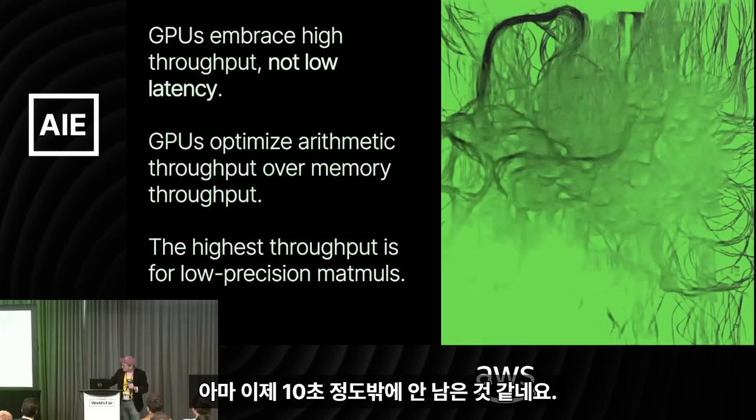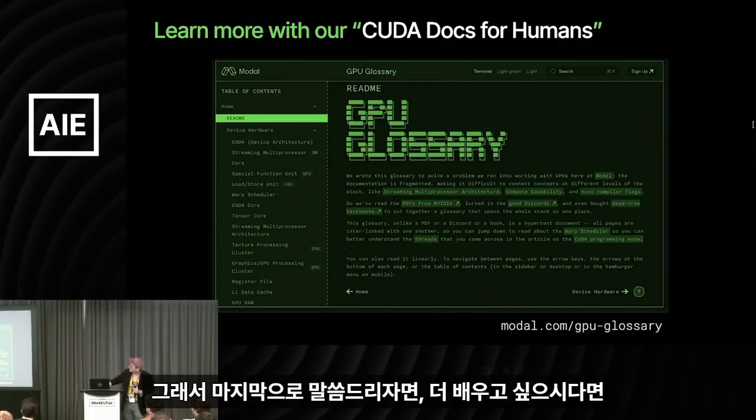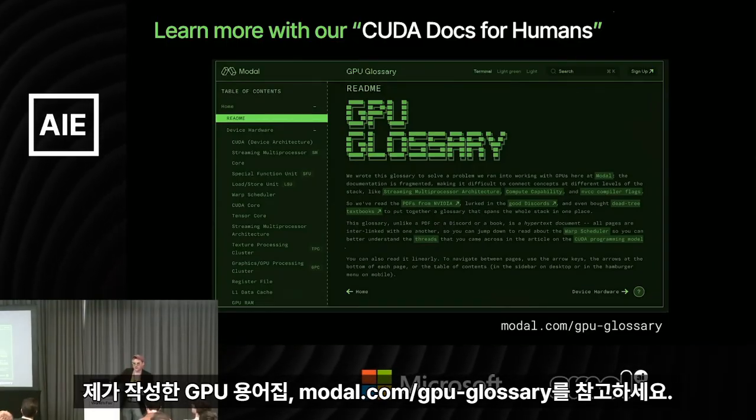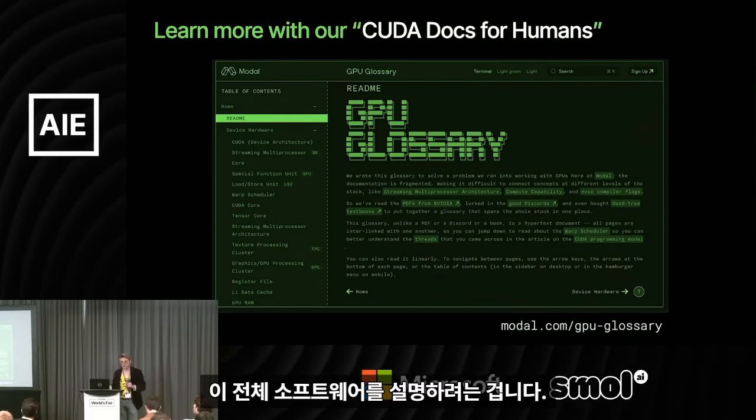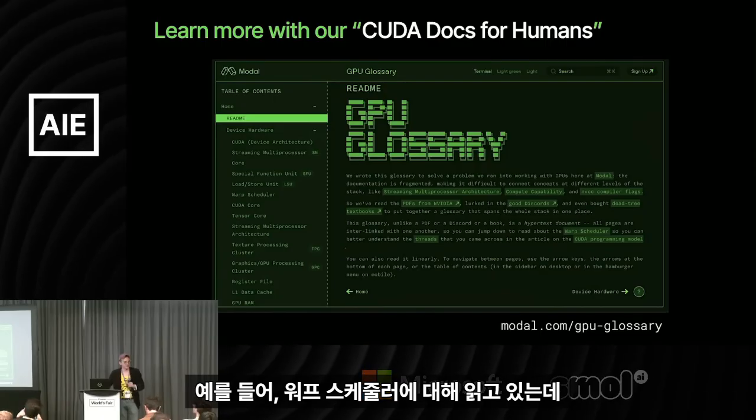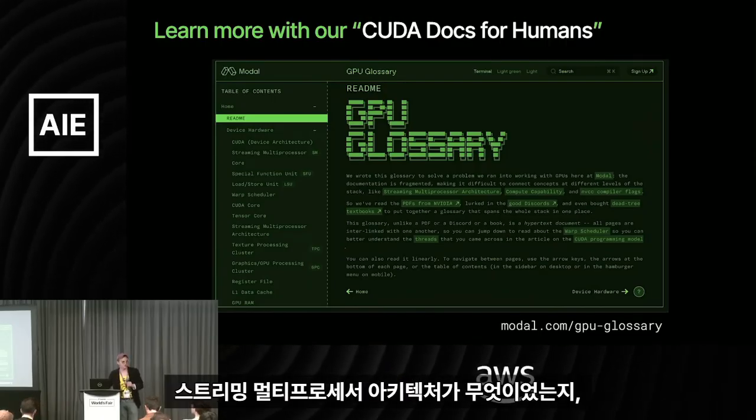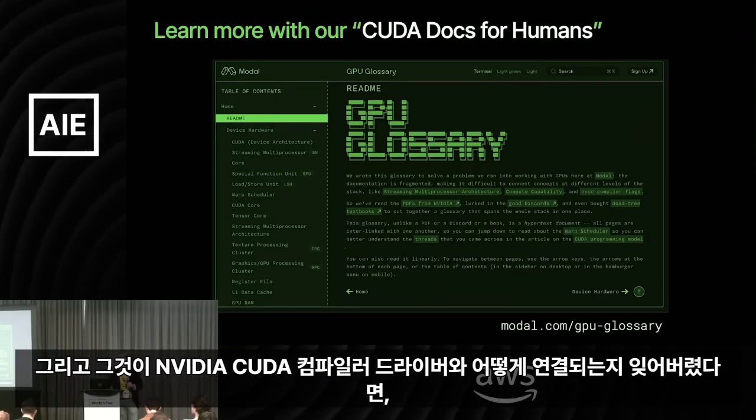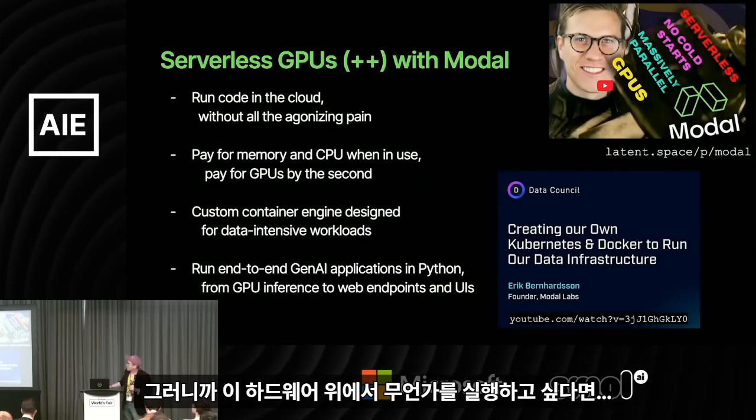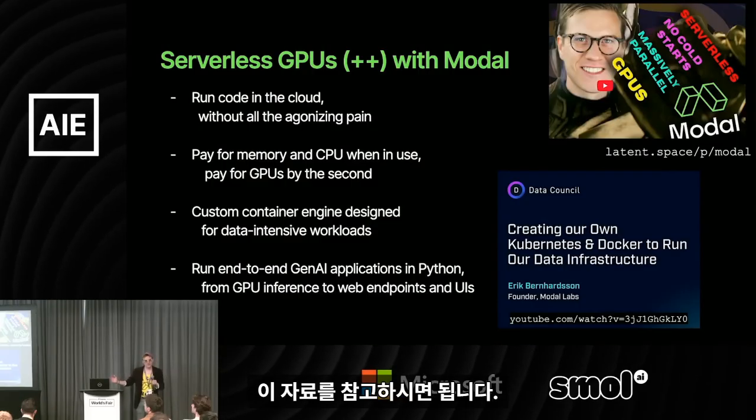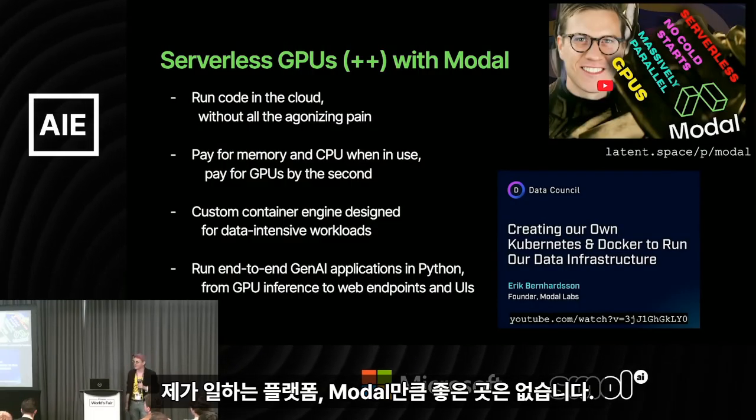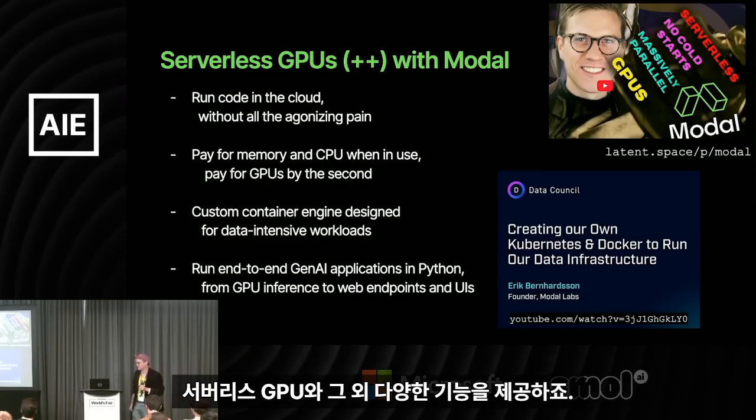Cool. I think I only have about 10 seconds left. So I'll just say, if you want to learn more, I wrote this GPU glossary, modal.com/gpu-glossary. It's CUDA docs for humans, an attempt to explain this whole software and hardware stack in one place with lots of links, so that when you're reading about a warp scheduler and you've forgotten what a streaming multiprocessor architecture is and how that's related to the NVIDIA CUDA compiler driver, it's one click away to get all of those things.